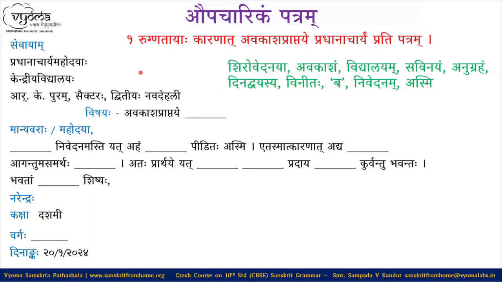Fifth blank is asmi. Sorry, which blank are you telling? Fifth blank. Fifth blank is? Asmi. Very good. Fifth blank is asmi. Asamartha asmi. Very good. Then Vineet.